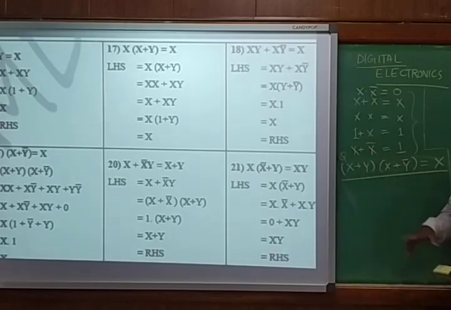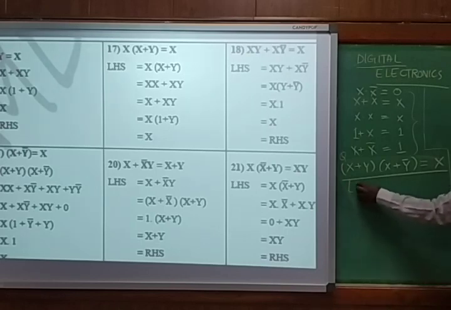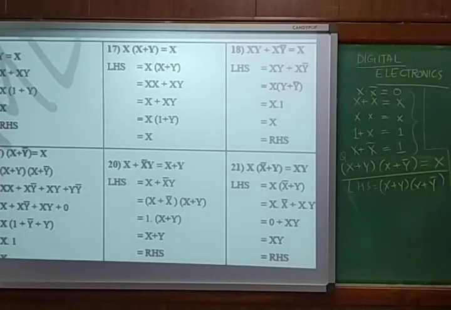For doing this thing, we'll take first the left hand side. So what is the left hand side? We do have x plus y into x plus y bar. So what is the shortcut we can apply? Directly we do have the function a plus b into a plus c. So as you can see, this is similar to this part. This kind of question we do have this thing.